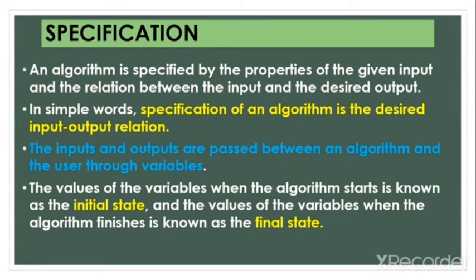So when the algorithm starts to execute, the values in the variable are the initial state. So we give an initial value to our variable. For example, if we are doing some iteration or some calculation or addition, initially I can give the value of a as 0. So after the process, after the data is processed, automatically at the end of your algorithm the value of a will be changed. That changed value is called the final state.